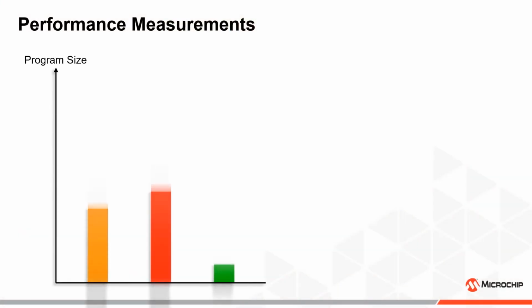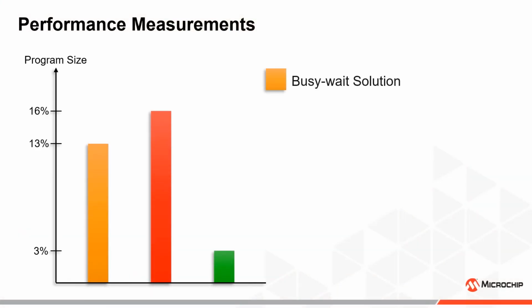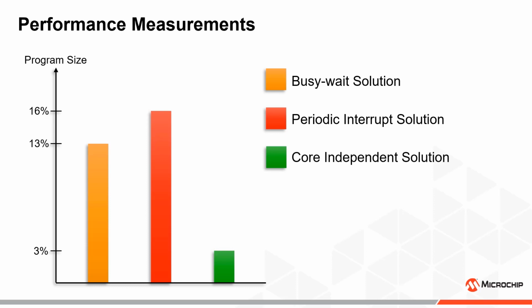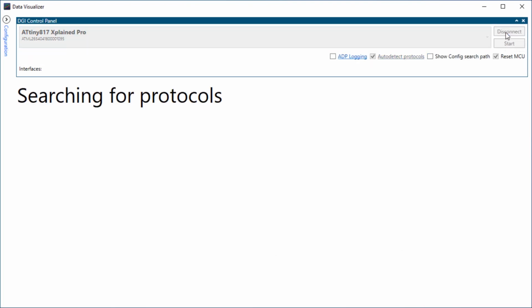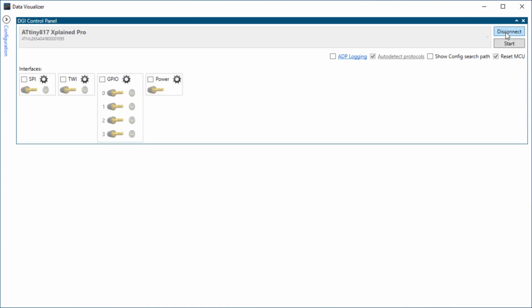Inspecting the code size for each example, we can determine that the busy wait solution uses 13% of the program memory on the device, while the periodic interrupt solution uses 16%. By contrast, the core independent solution only uses 3%, which is a 5 times improvement compared to the periodic interrupt solution. By using the built-in power measurement tool on the Xplained Pro development kit, we can measure the current consumption of the device without the LED and other external circuitry, and visualize it using the data visualizer in Atmel Studio.